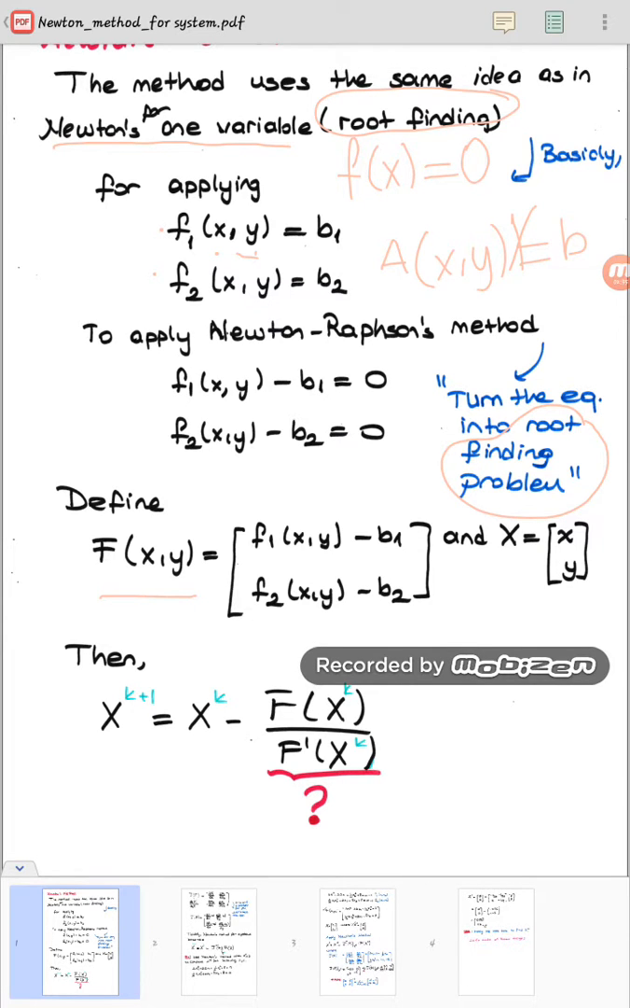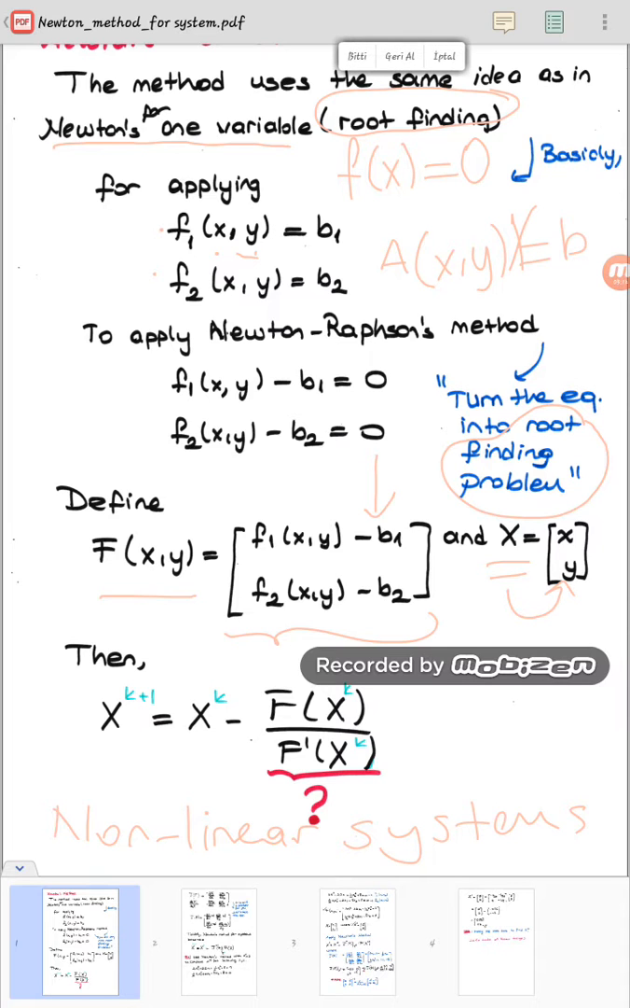Here f of x, y will become in that form. I'm defining f of x, y in matrix form, because now we are dealing with nonlinear systems. Okay, so here is our expression, f1 minus b1, f2 minus b2, because the root finding version is also valid for applying the Newton-Raphson method. And I'm defining here big X. This big X defines a vector with x and y respectively in transpose form.